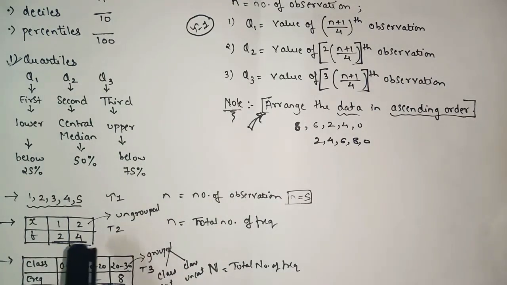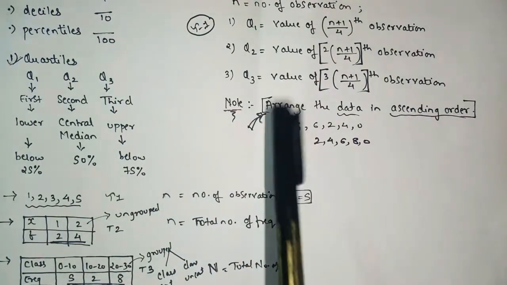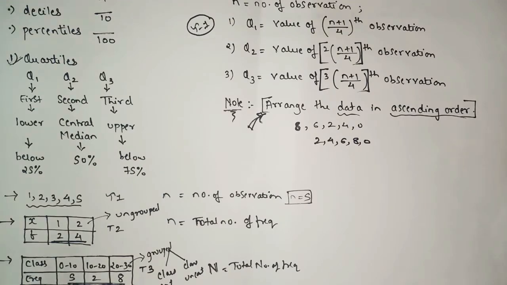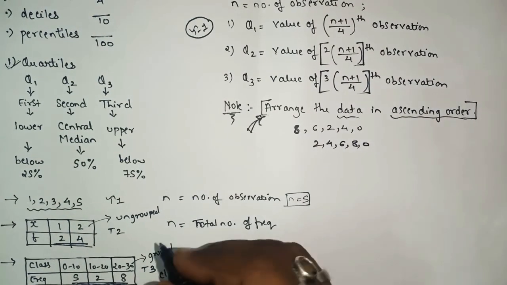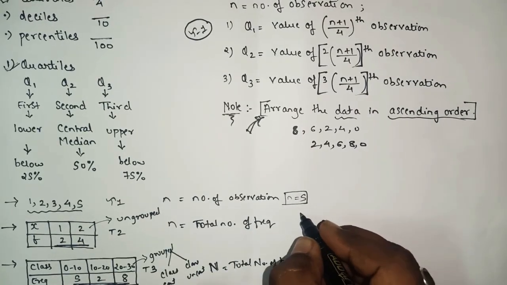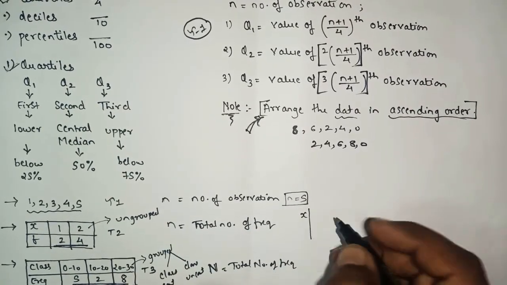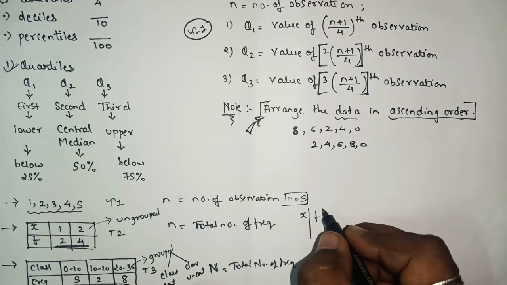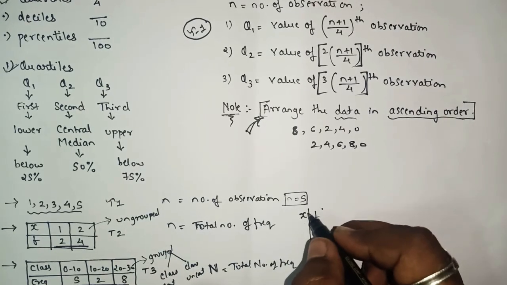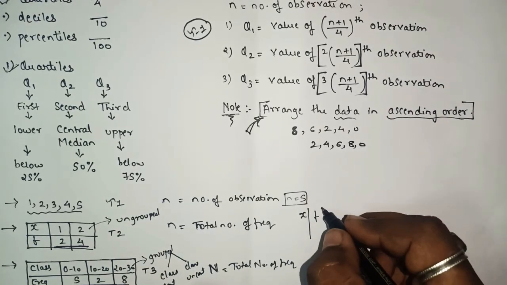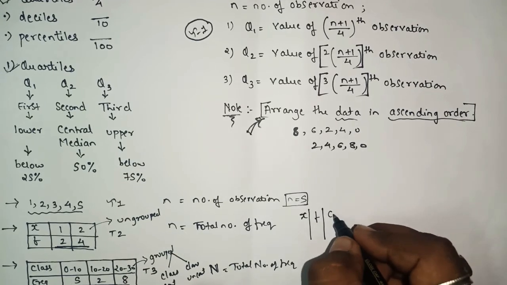Okay, so today we are going to see the next type, number 2, where you will see ungrouped data. For this type number 2, the formula remains the same. Okay, the formula remains the same. So here the change is what? The first column will be x, the second column will be f, and the third column will be cf.